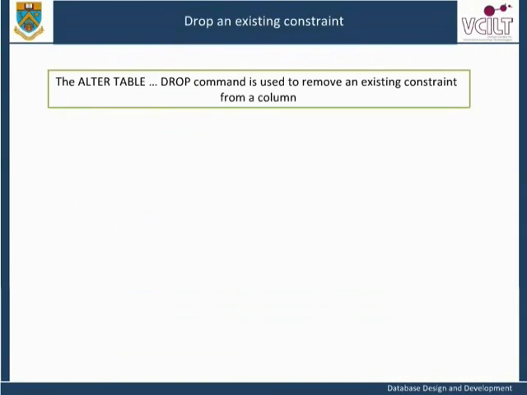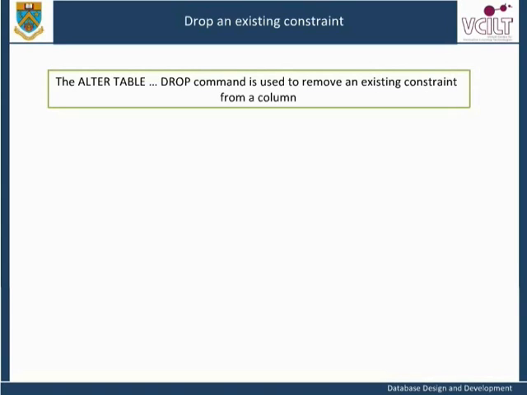The alter table drop command is used to remove an existing constraint from a column. This operation is effectively to delete its definition from the data dictionary of the database. Earlier, we have added a unique constraint, named UK_student_sname on sname in the student table.